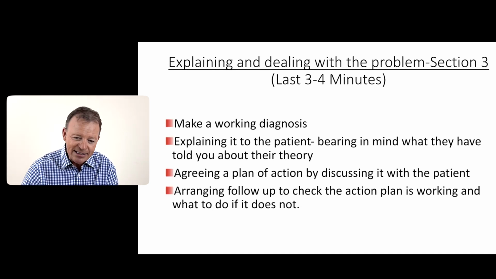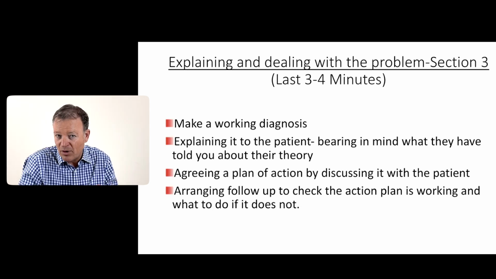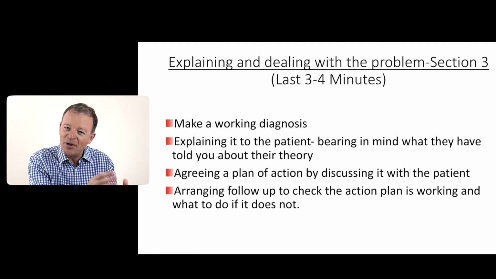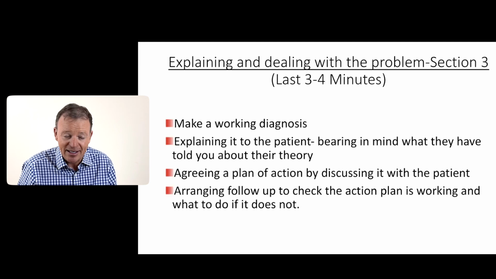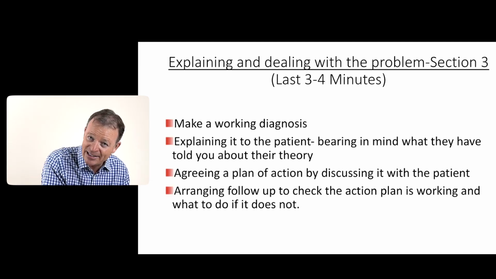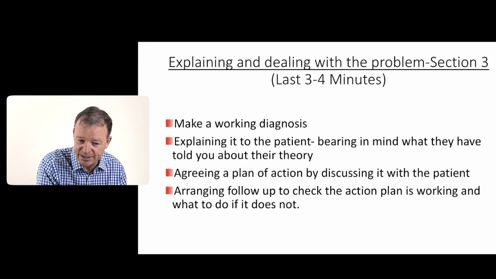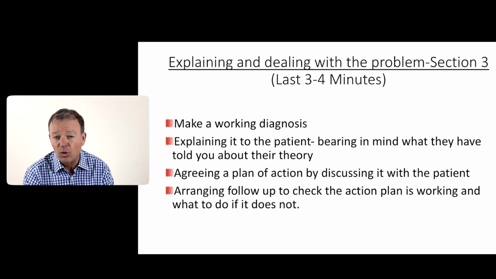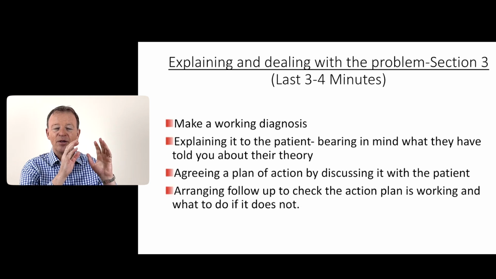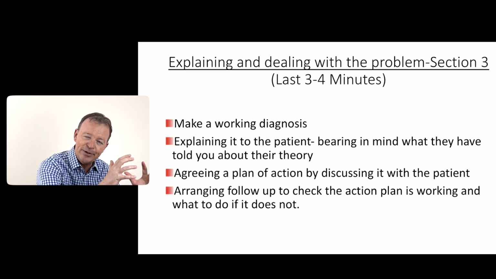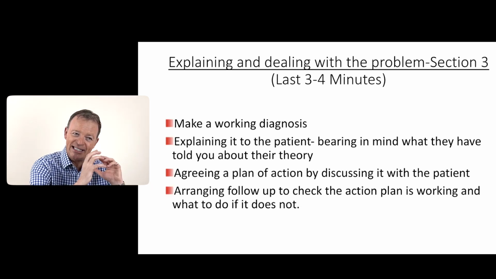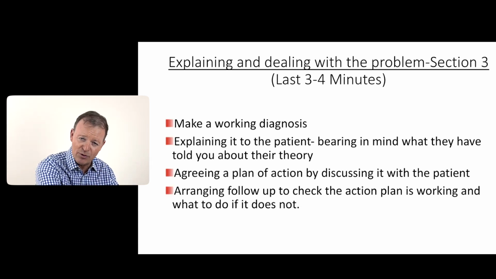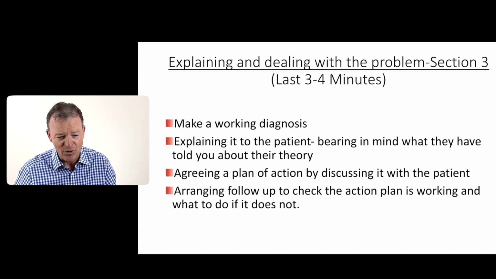So you're making a working diagnosis, and that may not be a word like sciatica. It might be you came in and you thought you had a brain tumour, and actually having listened to you and heard your symptoms, I'm pretty sure it isn't. So you then need to explain it to the patient, bearing in mind what they've told you in their theory. So is there something you can tie in about their psychosocial? Is there something that you can tie in about what they thought it was, what they were hoping for?